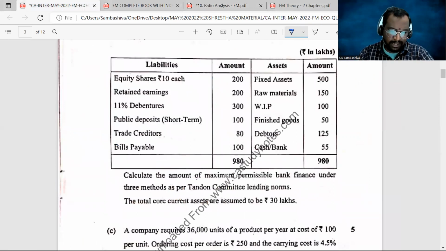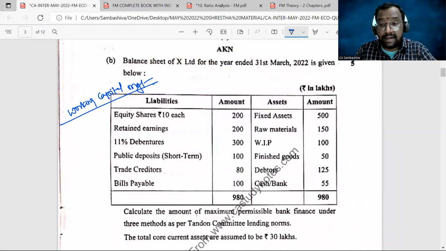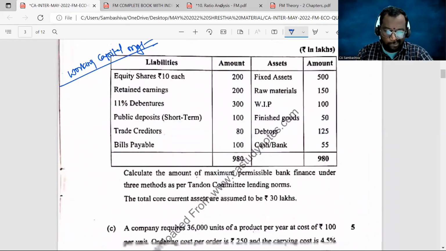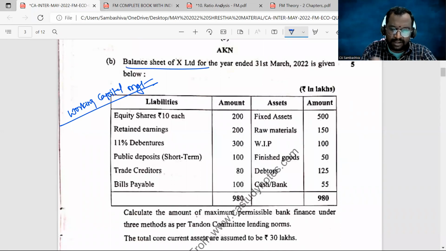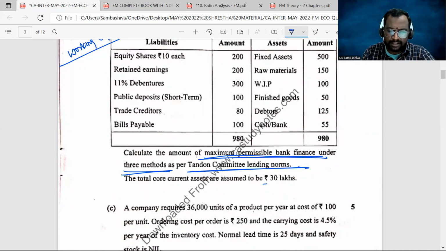Question number B is from the chapter working capital management, where we have discussed a concept called maximum permissible banking finance, the Tandon committee recommendations. Do you remember? We have studied 3 methods. The balance sheet of X Limited is given, and you calculate the amount of the maximum permissible banking finance, MPBF, under the 3 methods as per the Tandon Committee lending norms. The total core current assets are assumed to be 30 lakhs.